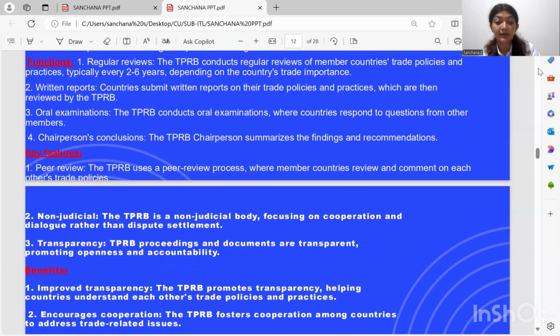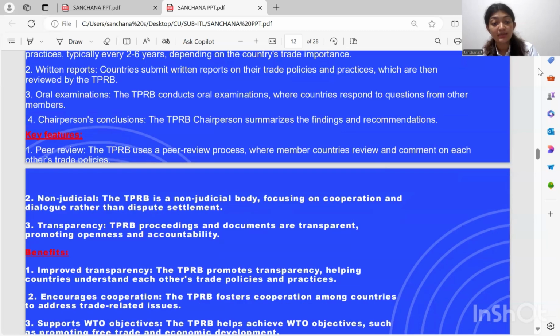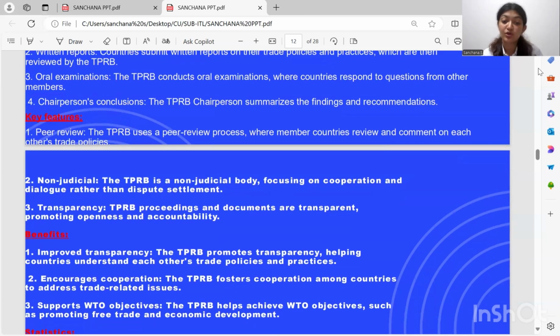Key features: peer review. The TPRB uses a peer review process, where member countries review and comment on each other's trade policies. Non-judicial: the TPRB is a non-judicial body focusing on cooperation and dialogue, rather than promoting disputes between countries. So it tries to settle the disputes.